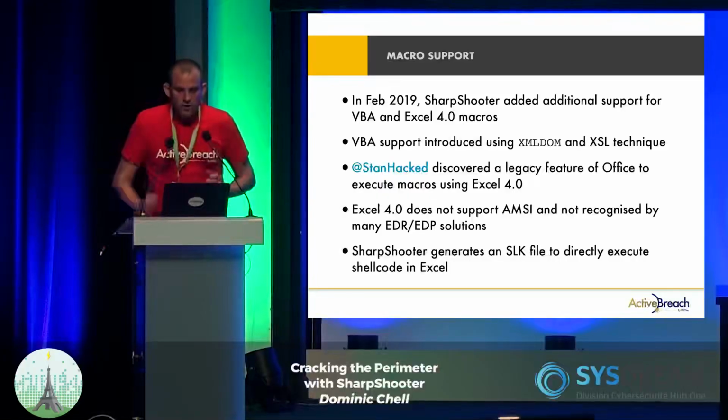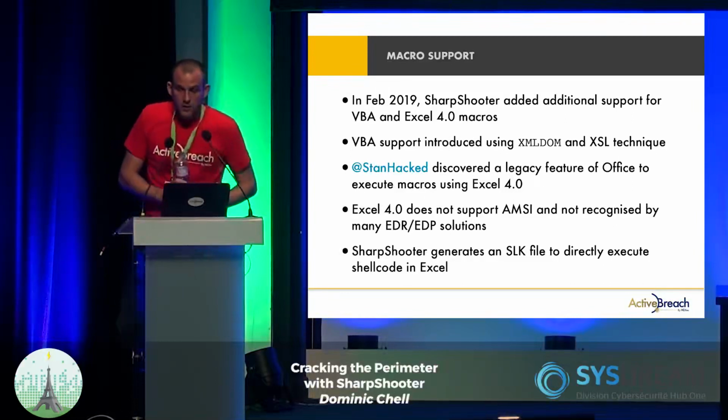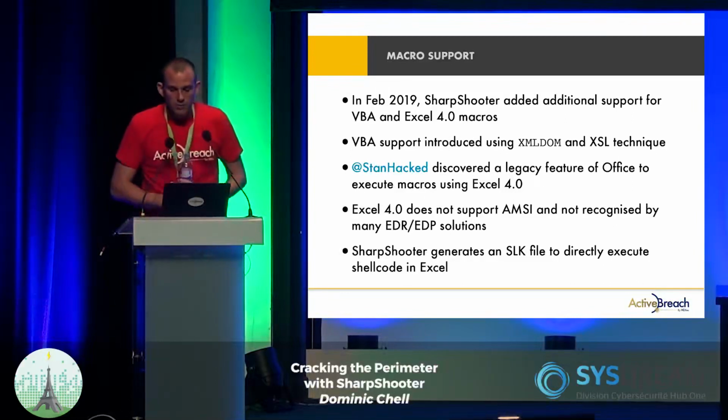In February this year, I added some additional functionality to SharpShooter to generate macros. Specifically, I added a couple of new templates. The first one uses the XML DOM technique that I mentioned earlier with VBA. The second one was to add support for XL4. The XL4 trick was quite interesting. This followed on from some research that was performed by Stan from Outflank.